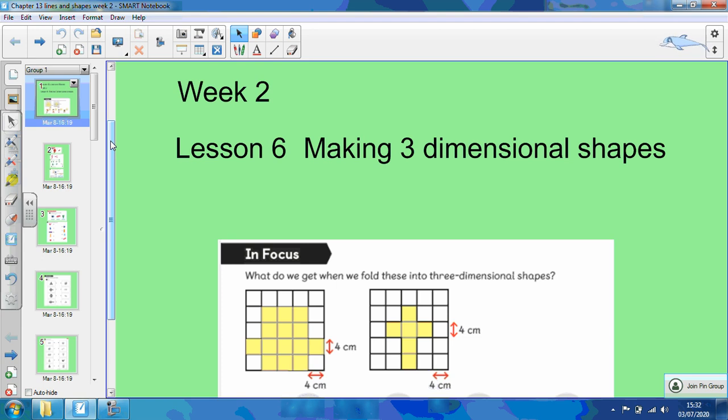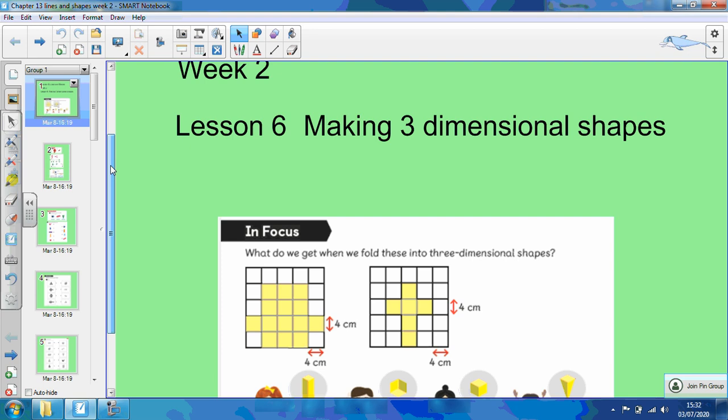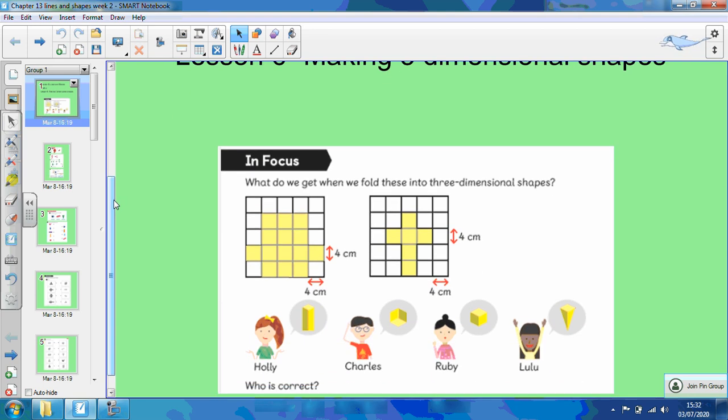Right, let's have a look at this in focus for today then. What do we get when we fold these into three-dimensional shapes? Now we've got Holly, Charles, Ruby and Lulu all having a pop of what it would be like when it's folded. But there's two different shapes. That's right. We want two people who are right. So we've got this shape here and we've got this shape here. When we fold them up, they are going to make different shapes.